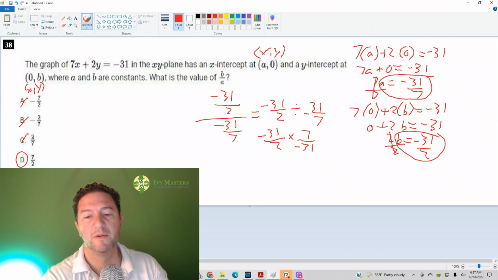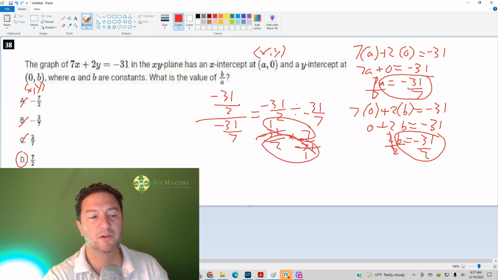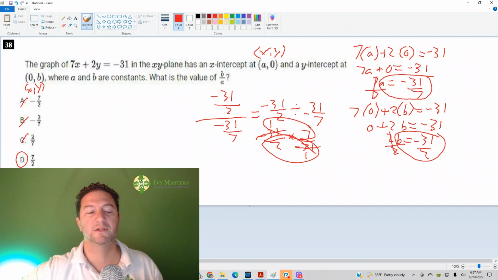And notice, the negative 31s cancel. Negative 31 times 7 is the same as 7 times negative 31. And the negative 31 on top and the negative 31 on the bottom just cancel out. You could cancel it out. And this becomes 1, this becomes 1. Multiply the tops, you get 7. Multiply the bottoms, you get 2. 7 over 2, once again, is your answer.